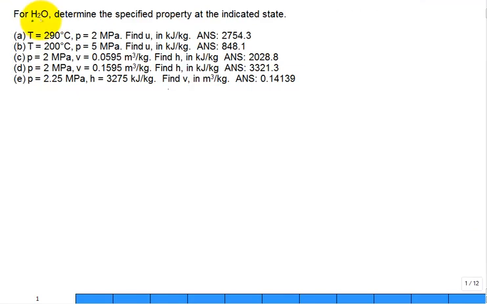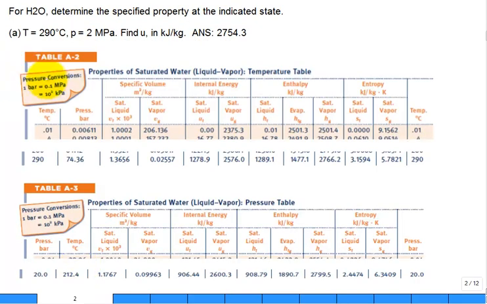We're looking for properties of water at specified states. There's part A and B, C, D, E. Part A just says here's water at 290 degrees C and 2 megapascal. Okay, well, 2 megapascal you can convert, and that's 20 bar. You're looking for the internal energy, U.